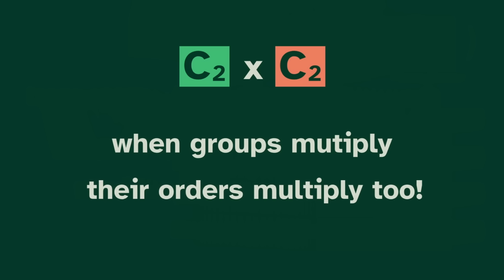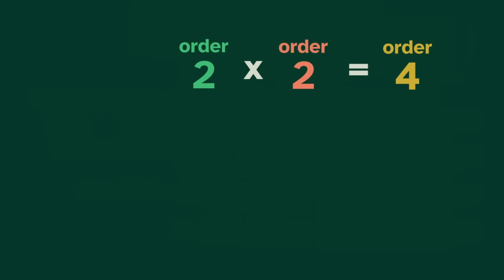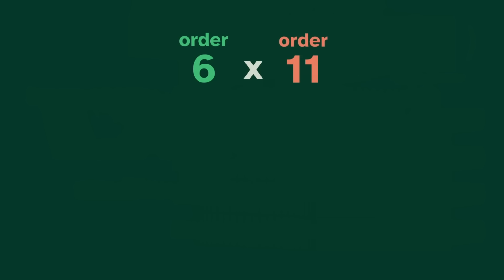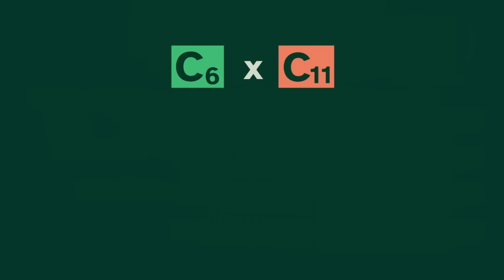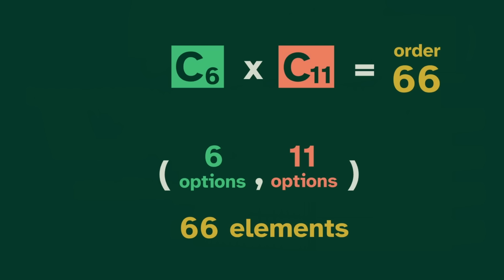And we write this as group multiplication instead of something like group addition, because when groups multiply, their orders multiply too. An order 2 group times an order 2 group equals an order 4 group. 2 times 2 is 4. If we wrote this as addition, we would get 2 plus 2 equals 4. Well, actually, this is a bad example. How about 6 and 11? Yes, perfect. With C6 times C11, there are 6 options for the first coordinate and 11 options for the second coordinate, a total of 66 elements. So the product has order 66.